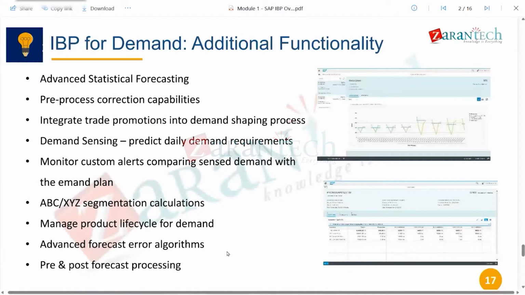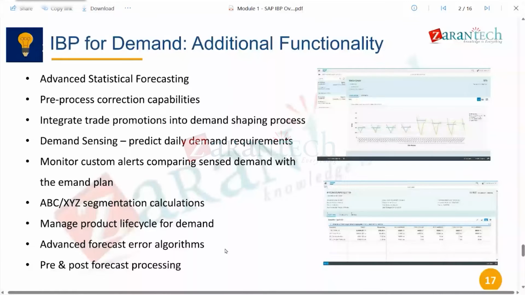Some of the additional functionality which IBP offers is advanced statistical forecasting. When I say advanced statistical forecasting, it only means that the number of algorithms is high. There are different designs of algorithms, which give you different levels of output. Then we have pre-process correction capabilities. This is the functionality which gives you alerts that something is going wrong, so we have to fix something in the process so that the output is fixed. So you have to do the correction in the process before it actually gets triggered.